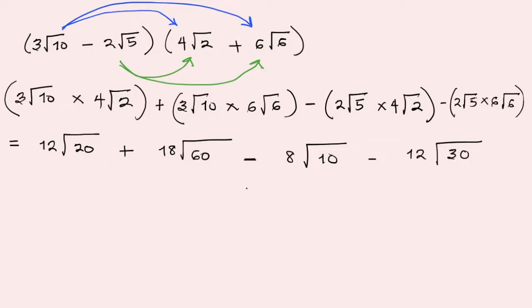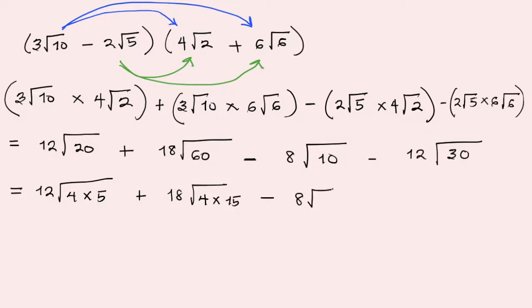So this can be our final answer, because if we look at these two, we can actually break them down further. And so we can do this by expanding 20 to 4 multiplied by 5, and 60 becomes 4 multiplied by 15. Minus 8 root 10. Minus 12 root 30.